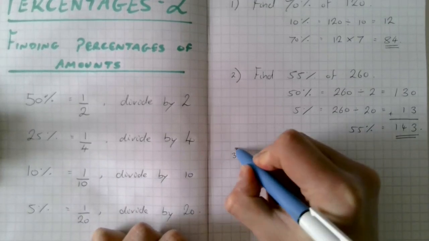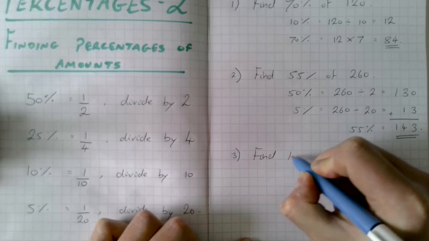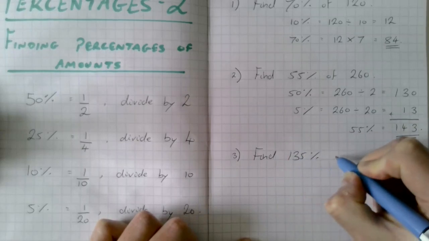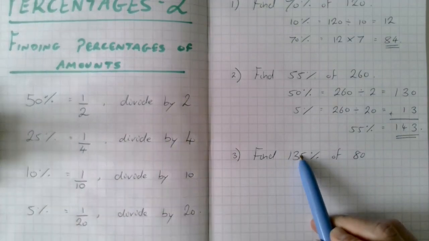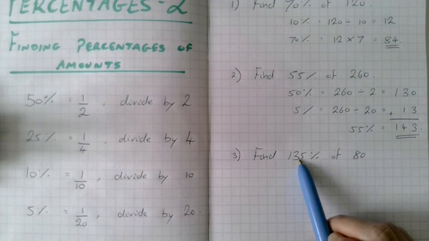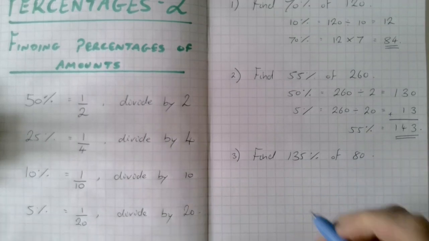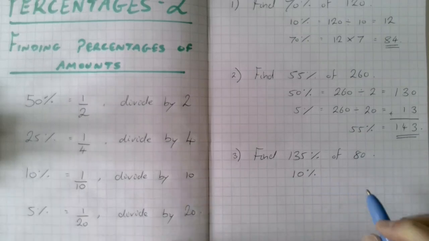And my final example for non-calculator will be finding 135% of 80. So no problem with it being over 100 here. But first of all, let's find what 35% is. So I'm going to need to do a few steps here. I'm going to go through these fairly quickly compared to the others.